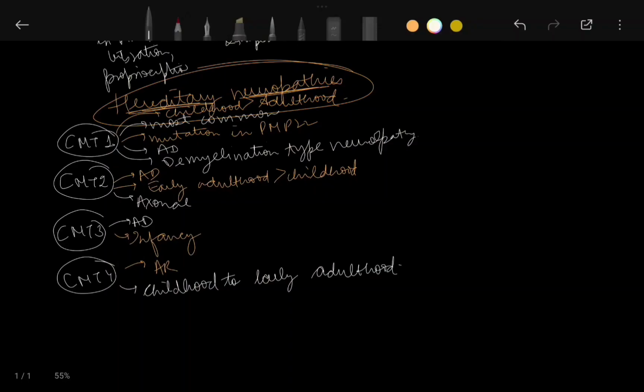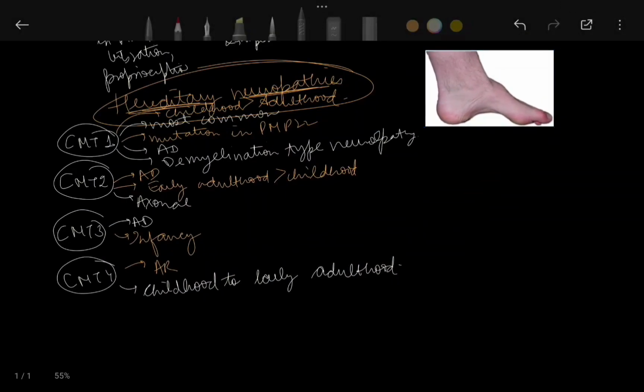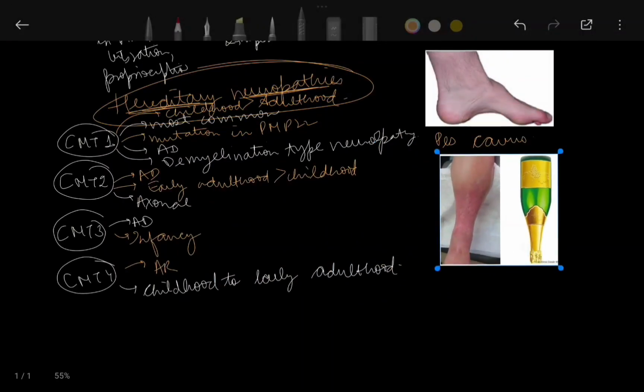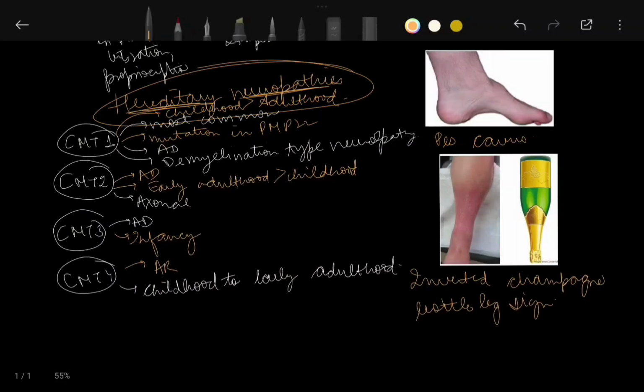Now, usually in CMT, mainly CMT1, what do we see? Now, this is the image of a disease in which pes cavus is present. It is a hereditary neuropathy seen in Charcot-Marie-Tooth disease, mainly associated with CMT1. Now, what were the features of CMT1? It is autosomal dominant, seen mainly in childhood. It is the most common, definitely CMT1. There is a mutation in PMP22, and it is a demyelinating type of neuropathy. Another sign that we see, first of all in CMT or hereditary sensorimotor neuropathy, is pes cavus, and then we see the inverted champagne bottle leg sign.